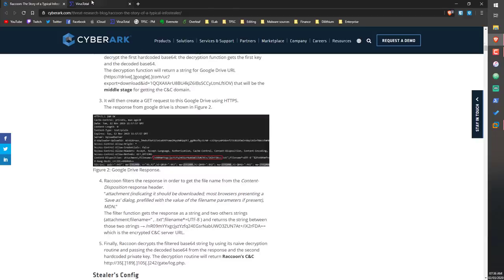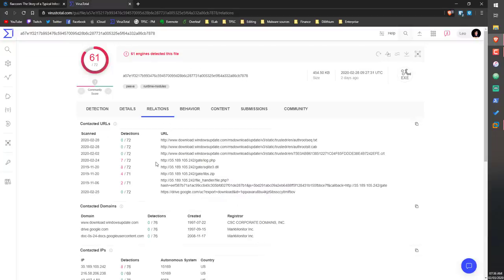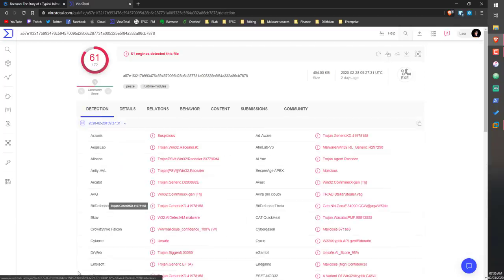If we look at VirusTotal, this is likely the command and control server domain. This is the URL it uses to export to Google Drive. And if we look at detection, at the moment it's detected by 61 engines. Not surprised, it's been quite a while.